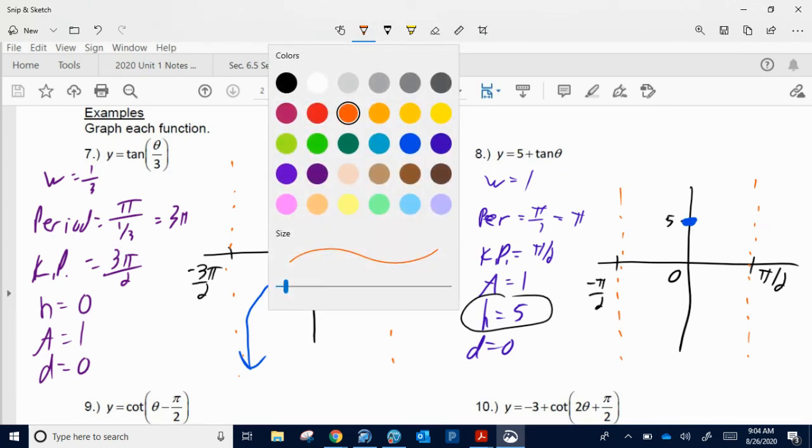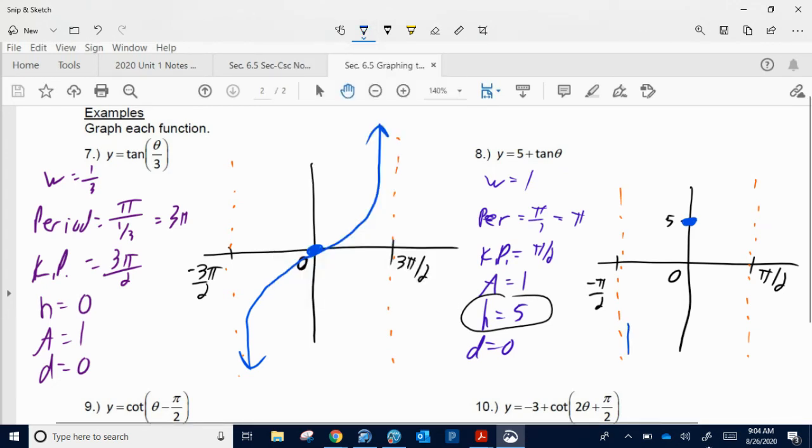And we hug the asymptote, increase across that point, hug the asymptote. All right.